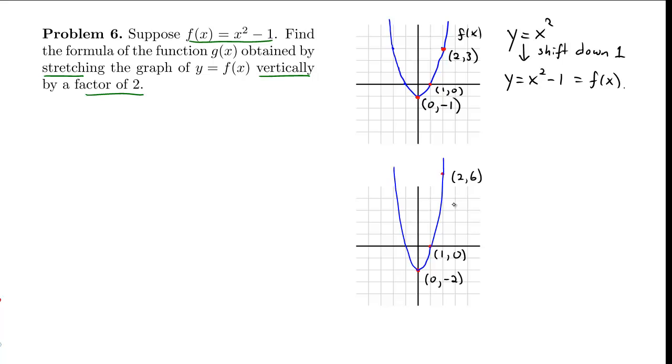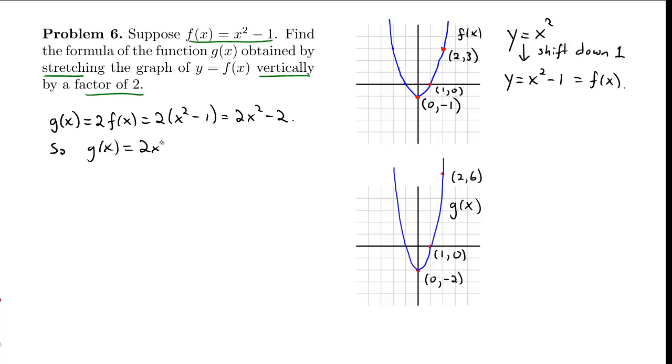The equation for g of x, the height of the graph g above x, is 2 times the height of f above x. So g of x is 2 times f of x. So g of x is equal to 2 times x squared minus 1, which is 2x squared minus 2. That's our formula for g.